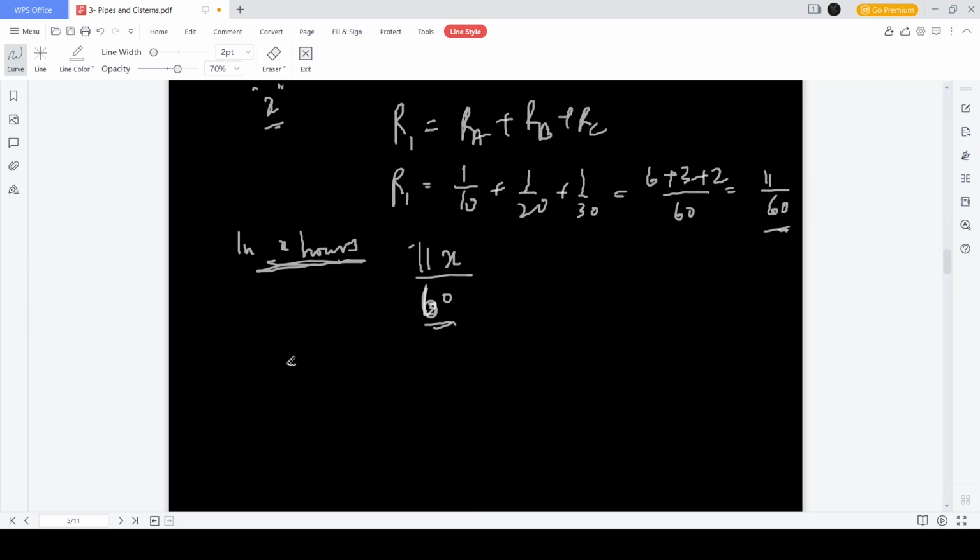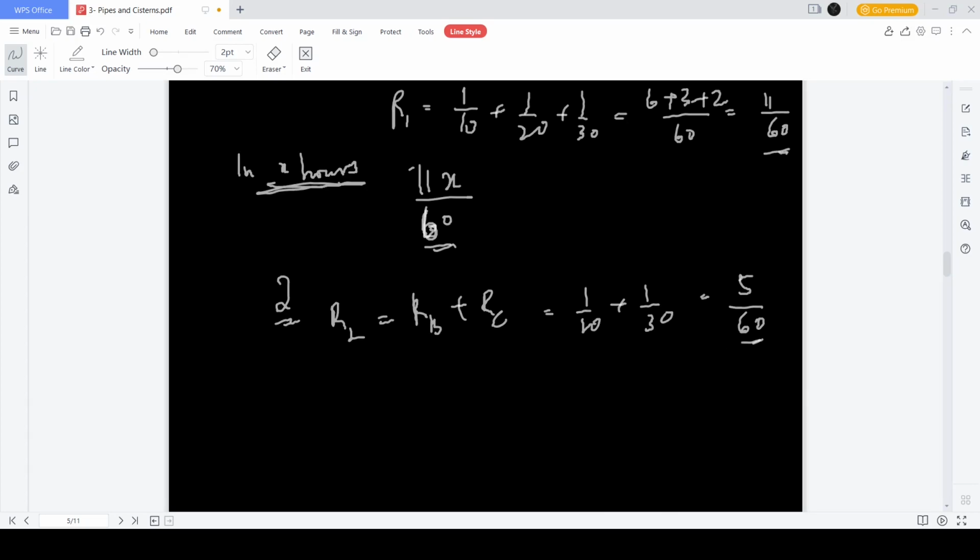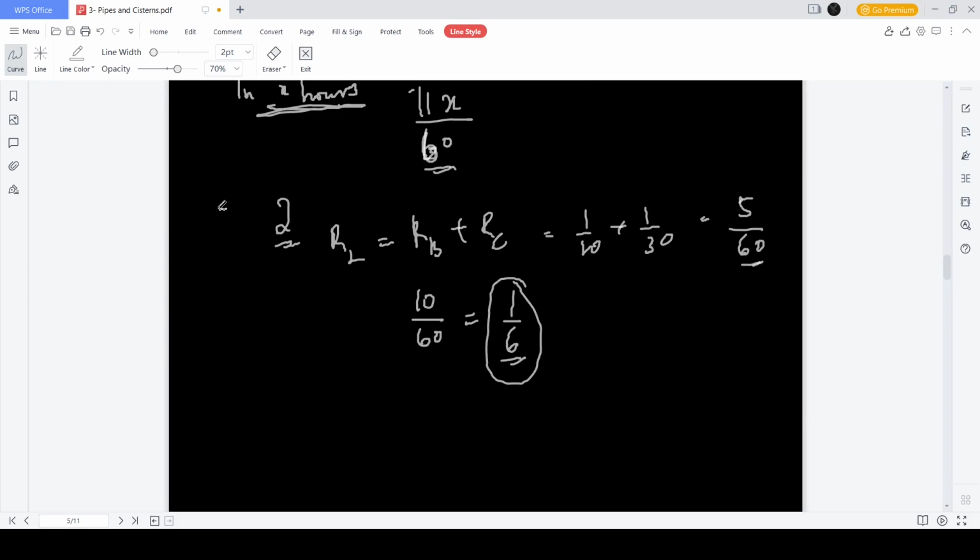So for 2 hours B and C are working together, so the rate will be RB plus RC. That is 1 by 20 plus 1 by 30, which is 5 by 60. This happens for 2 hours, so that is 10 by 60, that is 1 by 6. So 1/6 of the tank is filled additionally in the next 2 hours.